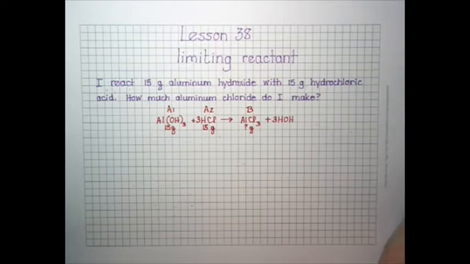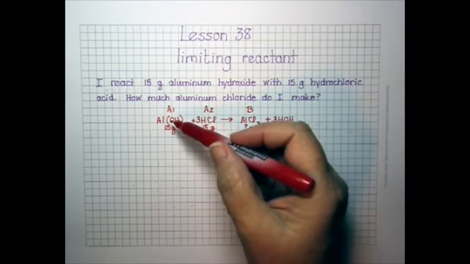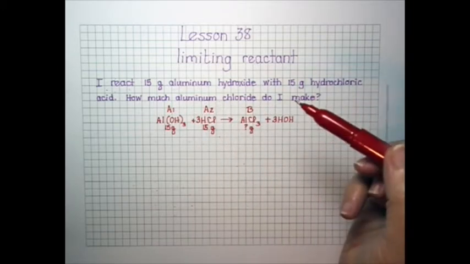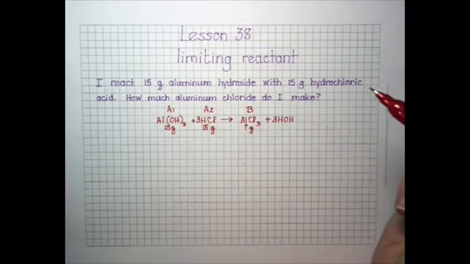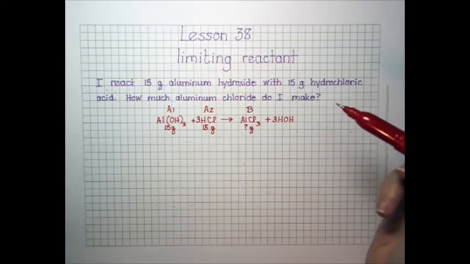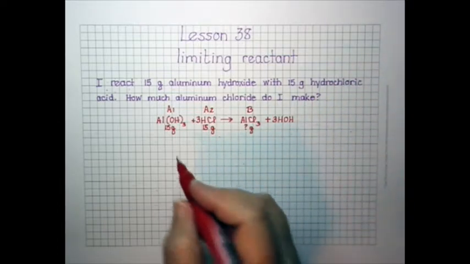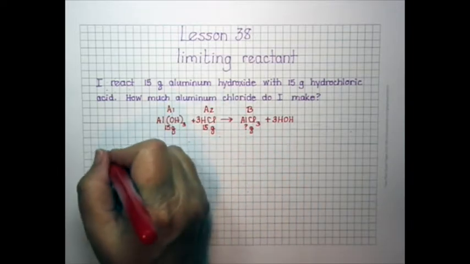And the secret is very simple. I'm going to do the stoichiometry twice. Once with A1 and once with A2. And whichever one gives me the less amount of product is the one that will really happen. So let's start with 15 grams of A1.